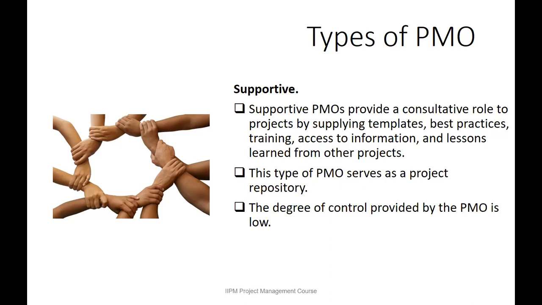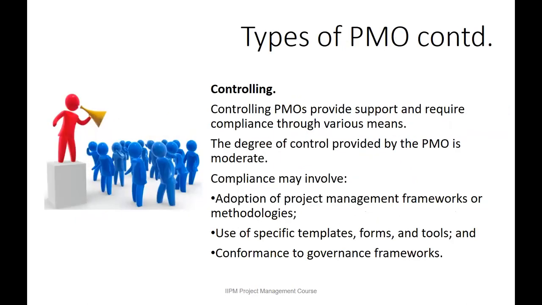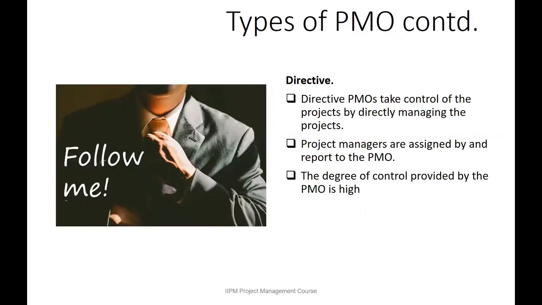So the project manager's authority at the supportive level is quite high, all right? The project manager's role at the controlling level is 50-50. The project manager's role at the directive level is very low because the project management office, which is now the functional level, are the ones responsible for the project. Okay.